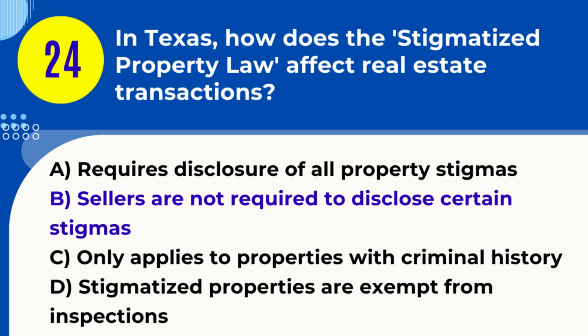Answer. B. Sellers are not required to disclose certain stigmas. Explanation. The stigmatized property law in Texas allows sellers not to disclose certain stigmas associated with a property, such as a death that occurred on the property or a belief that the property is haunted. These stigmas are not considered material defects that must be disclosed.